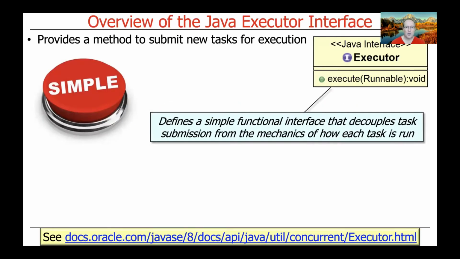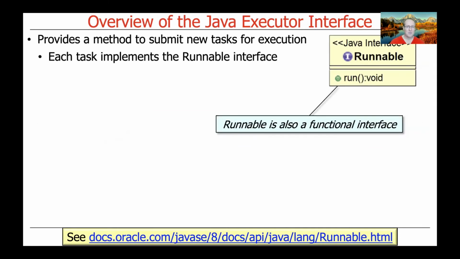So what you can do is you can essentially submit new tasks for execution via the Executor interface and its one and only method, execute. And of course, because there's only one method, Executor is a so-called functional interface that decouples the act of submitting work from the mechanics of how each of the tasks will be run when that worker task is submitted.